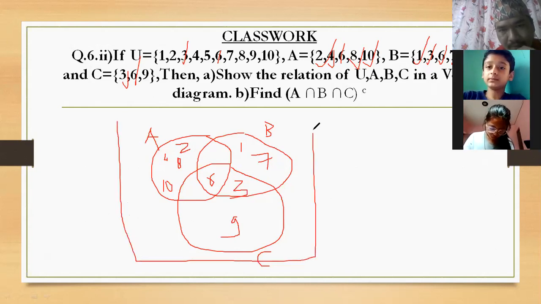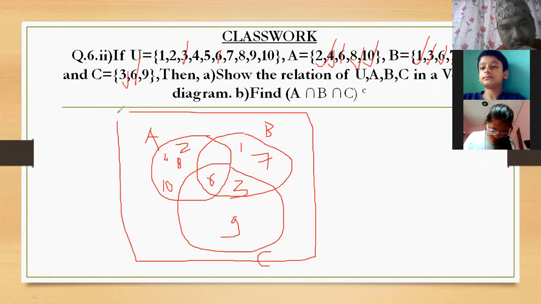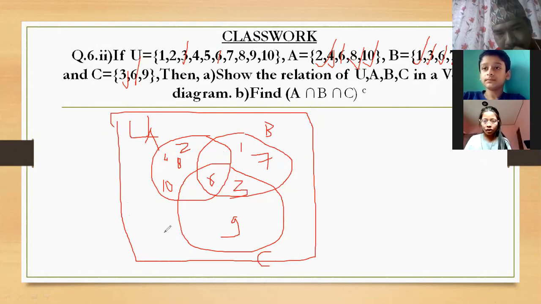In the universal set there is 1, okay. The remaining of the universal set is 5 only, because we have written already 1, 2, 4, 7, 8, 9 and 10. Now what is left there? 5 only. You understand, children?